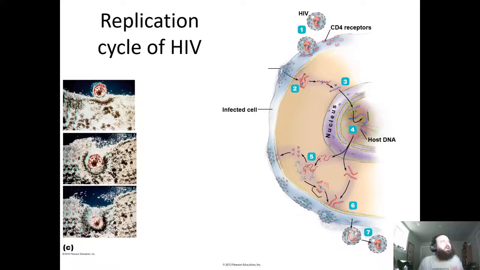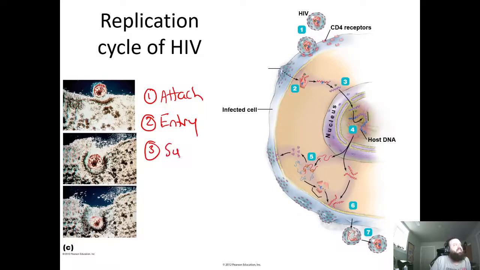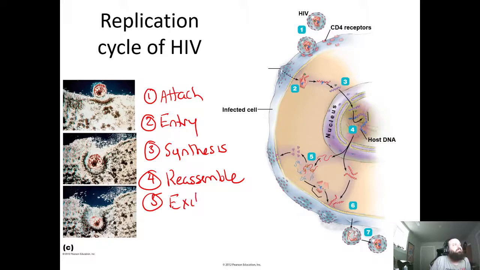So here's the replicative cycle of HIV, and remember that there's several stages that we need to follow here. We first need to see the attachment of the virus to the host cell. We then need to see the viral nucleic acid entering into the host cell. We then need to see synthesis of the viral protein and nucleic acid. Those will then reassemble. And then finally exit the cell.